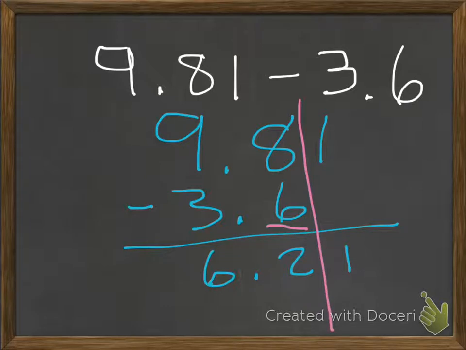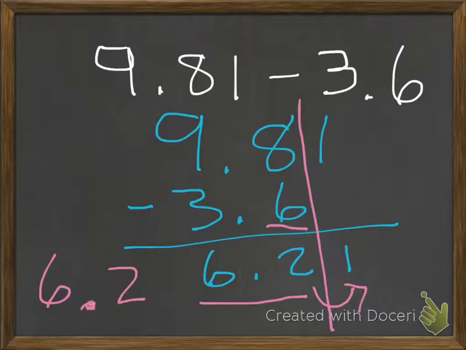So if we draw our line down, we know this answer is only going to have 1 number past the decimal. Look at the neighboring number, it's a 1, so we do not need to round up. We can just go ahead and leave it as 6.2.